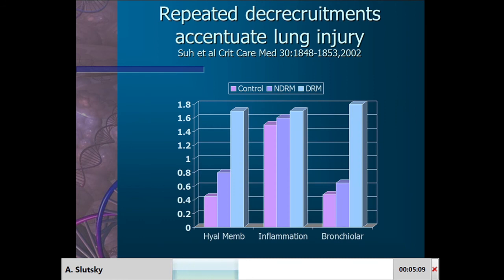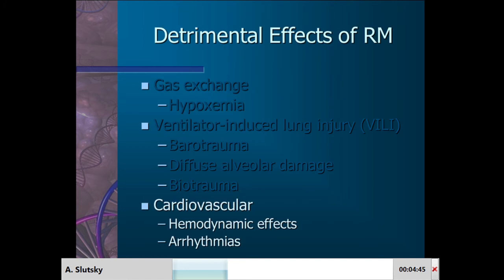This is the lung injury, and you can see here the hyaline membranes, inflammation, and bronchiolar injury. This is the control group, the non-de-recruitment maneuver in the center, and on the right, the de-recruitment maneuver. You can see that all of these types of injury were increased by allowing the lung to de-recruit. If you recruit it, but don't keep it recruited and allow it to de-recruit, that can actually worsen injury.